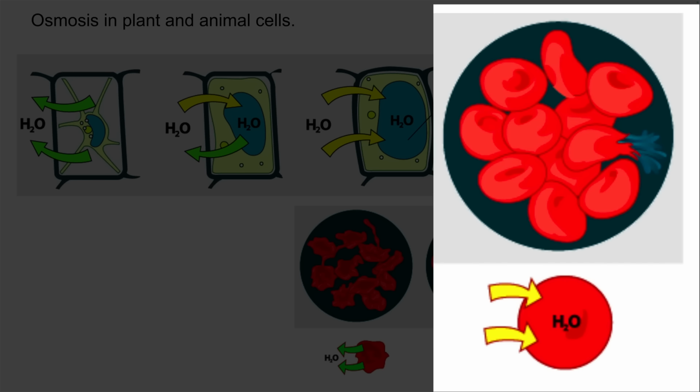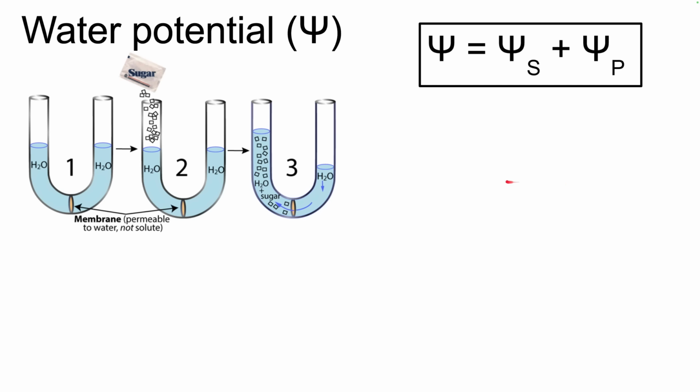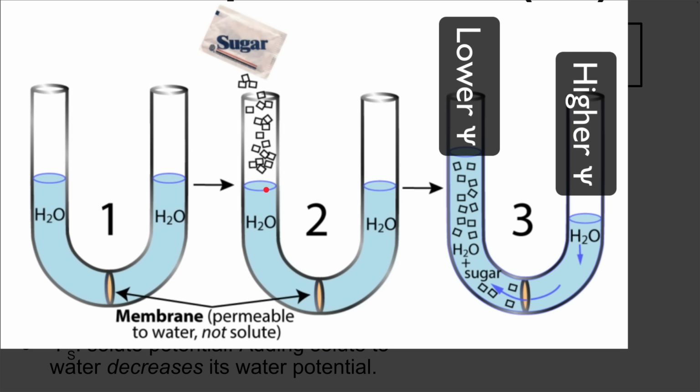If you can answer that, then you understand the effect of osmosis on animal and plant cells. That leads us to the topic of water potential. It's a more formal way to talk about osmosis and the movement of water. It has an equation: water potential equals solute potential plus pressure potential. And the idea is that adding solute to water decreases its water potential.